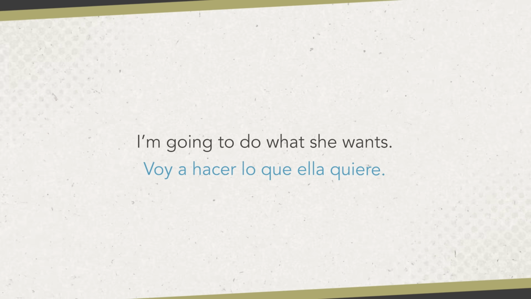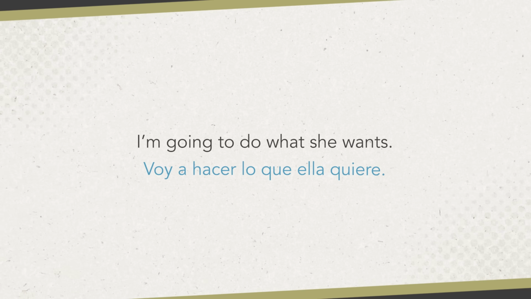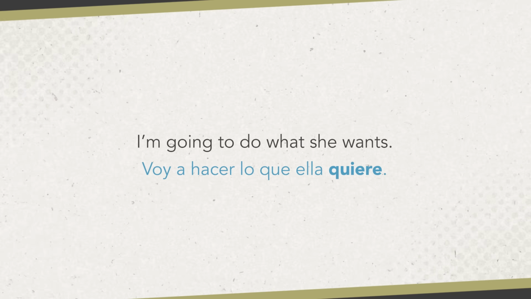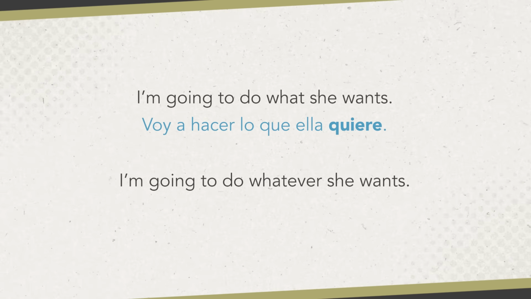Here, we're just using the normal present tense of querer, quiere. And this means that we're talking about doing a specific thing that she wants. I'm going to do what she wants, meaning one specific thing. But now watch what happens when we change quiere to the subjunctive quiera. I'm going to do whatever she wants. Voy a hacer lo que ella quiera.